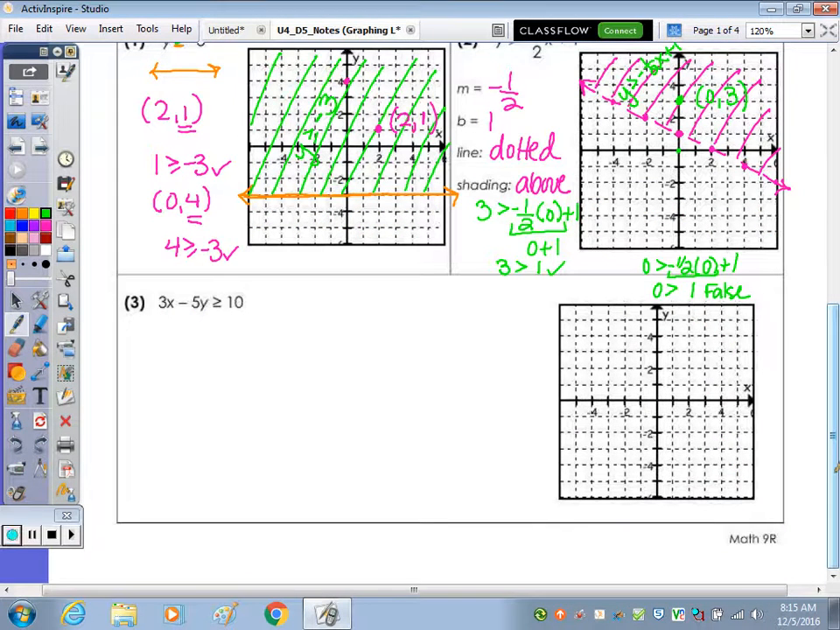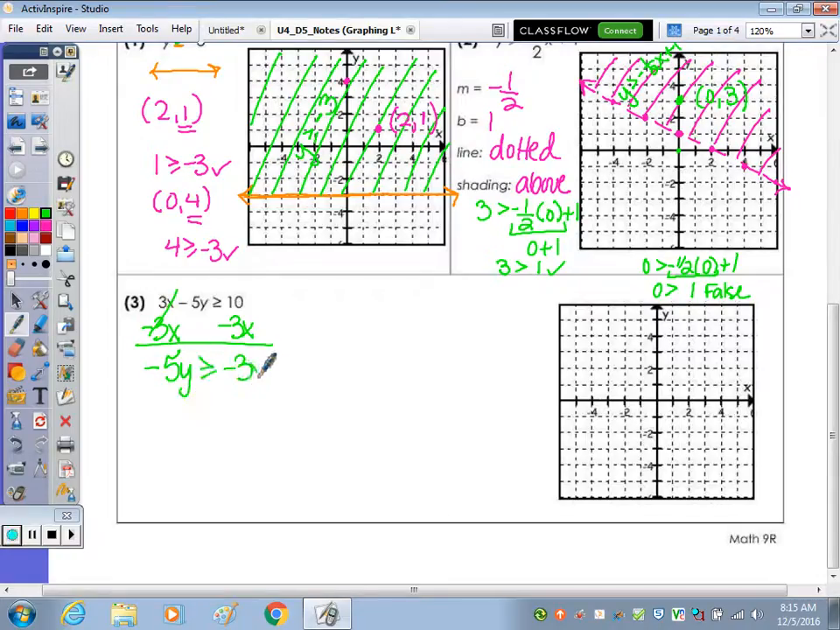And then last one, number 3. Well, before we can graph, it needs to be in the form y equals or y is greater than or equal to, less than or equal to, so on and so forth. So I'm going to solve this for y. I'm going to start by moving the 3x over. We have negative 5y greater than or equal to.